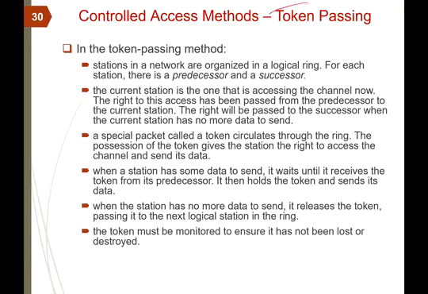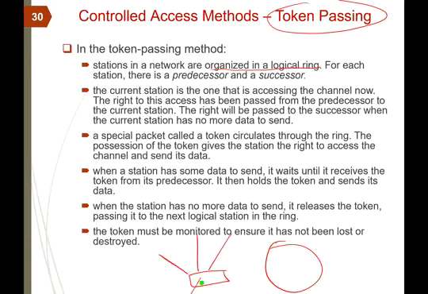There is another method. This is the most important one. We'll study some topologies. It's called token passing. In the token passing method, stations in a network are organized in a logical ring. You remember we studied the physical ring. Here it's a logical ring. Logical means it may be a physical star, like a hub or a switch, but it works like a logical ring.